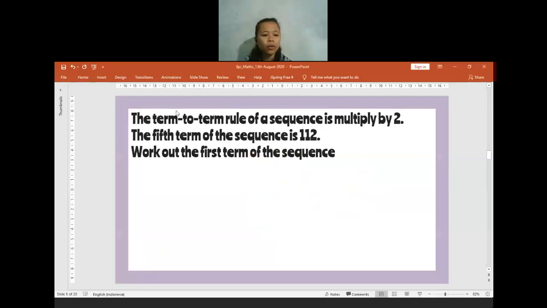Here, I have an extra question. The term-to-term rule of a sequence is multiply by 2. The fifth term of this sequence is 112. And now your job is to find the first term of this sequence. Anyone want to try to help me with what to do to find this answer?